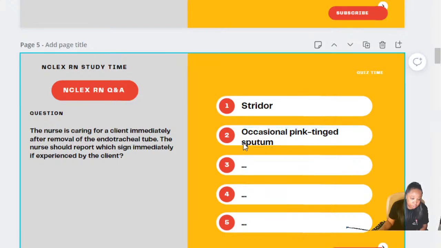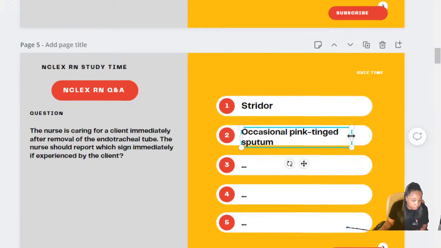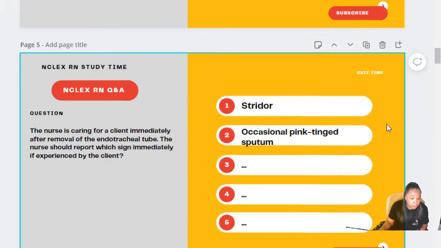You know, since the patient just had the ET tube removed, if there's not that much blood, you're still going to see that pink sputum. You know why? Because somewhere in the airway there may be an area that has not healed yet. So there's a little blood mixed with the sputum. That is the reason you will see that pink secretion. So let's see the third answer.